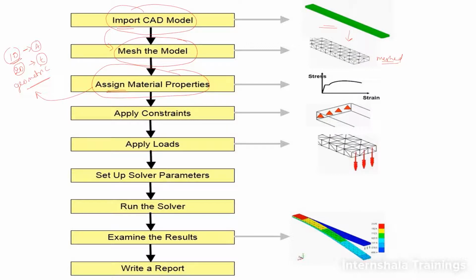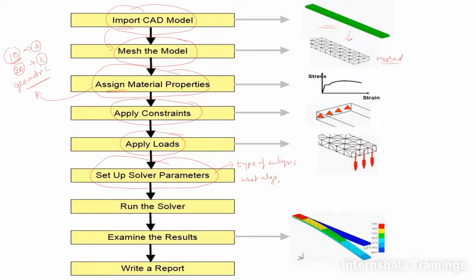Once we have provided all this necessary information regarding geometry as well as material properties, the next important thing is to apply the constraints, which simulate the fixtures that are present in the physical problem. Then we have to apply the loads. Once we apply the loads, the next important thing is to set up what are known as the solver parameters. There are different types of solver parameters, such as what type of analysis we are going to perform, and what algorithm or program we are going to use to solve the given problem, and other constraints are also there.